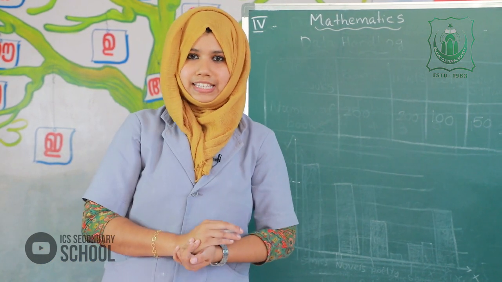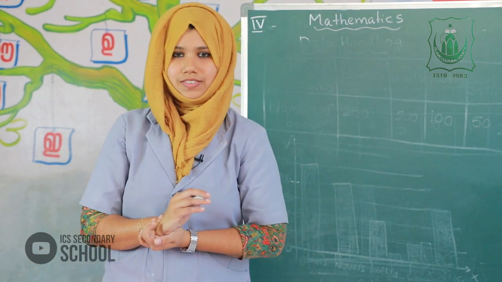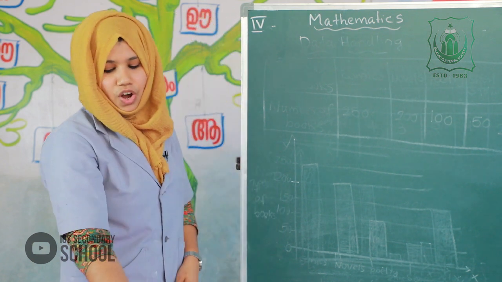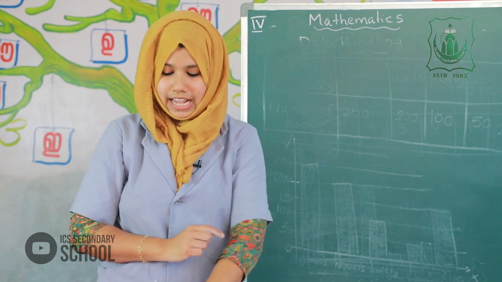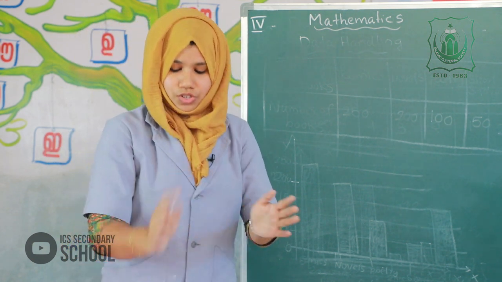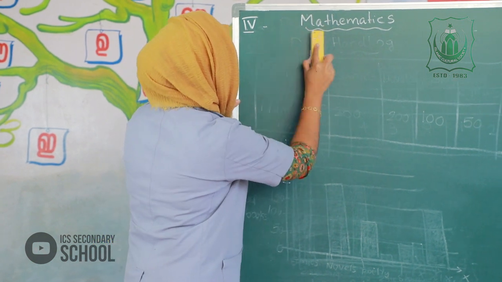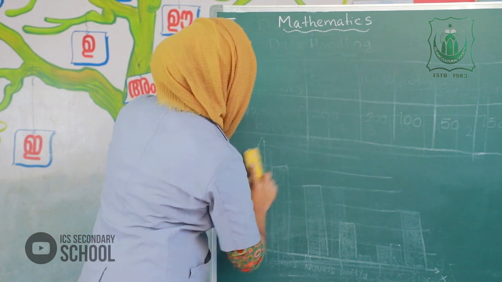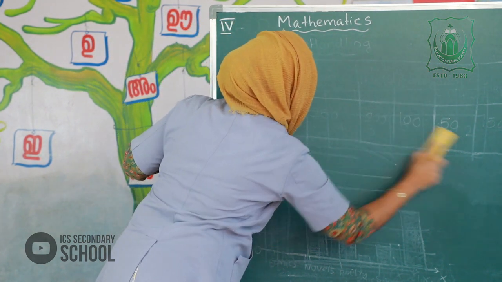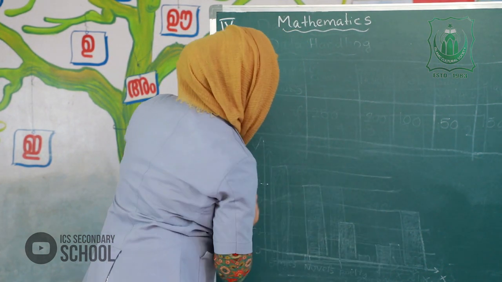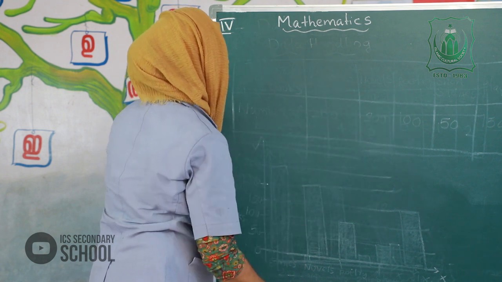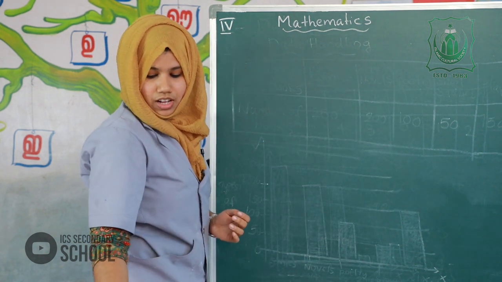So I will give an exercise. We can draw bar graphs about that. Okay. So the stock of different types of food grains in a grocery shop. So the data are, first one, I think you all understood how to draw bar graph based on the data.